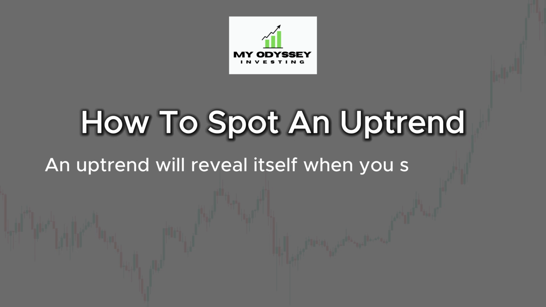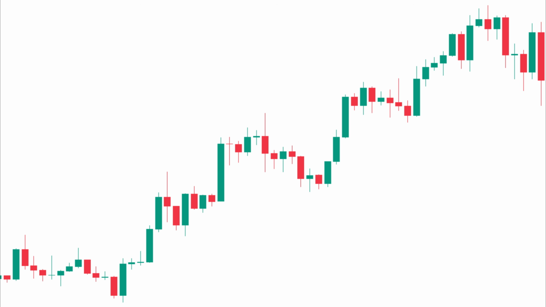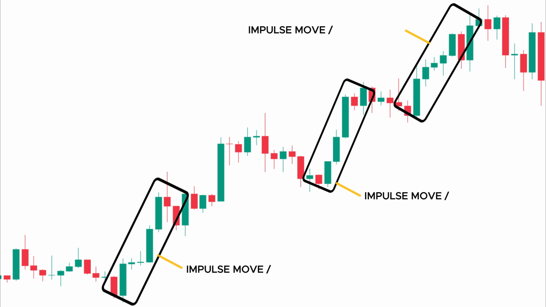How to spot an uptrend? Well, an uptrend will reveal itself when you see higher highs and higher lows, meaning a bullish uptrend momentum is in the market. Here I show you the bullish impulse move upwards with a string of green candles.